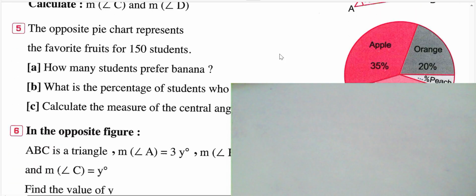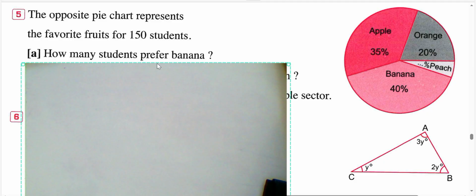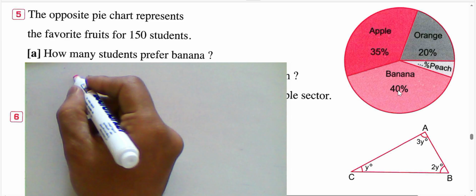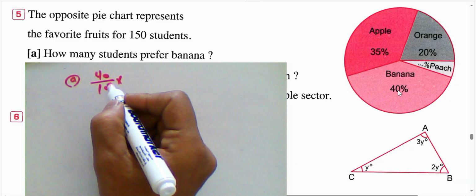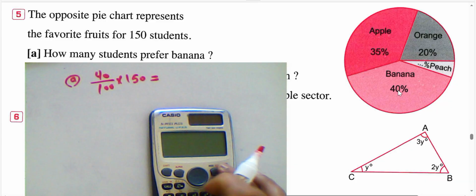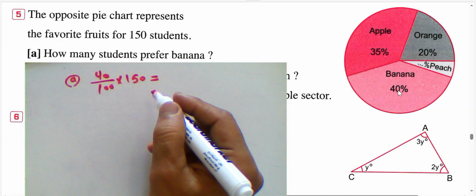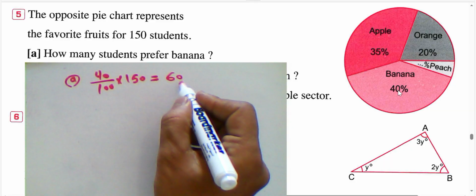Next question, we have a pie chart here. It gives me the information first. How many students prefer banana? We have 40% from the total. 40 over 100 times 150. 40 divided by 100 times 150 equals 60. Then the number of students who like banana will be 60 students.